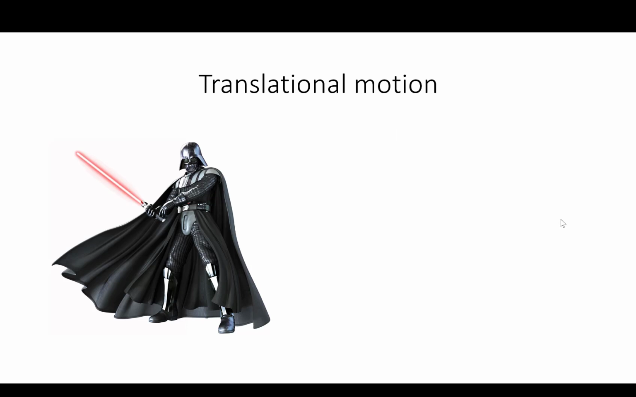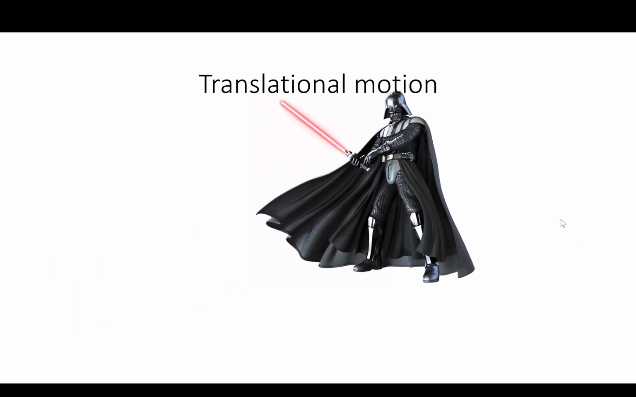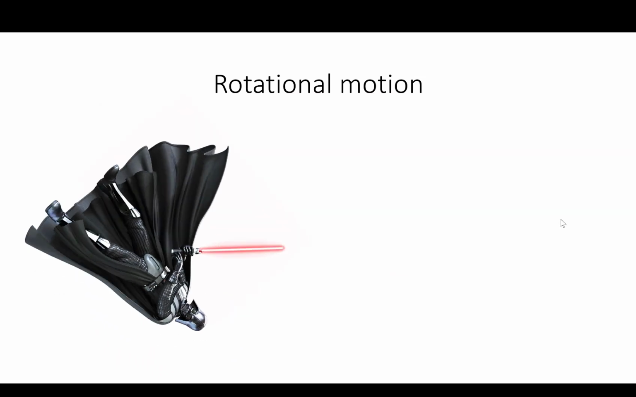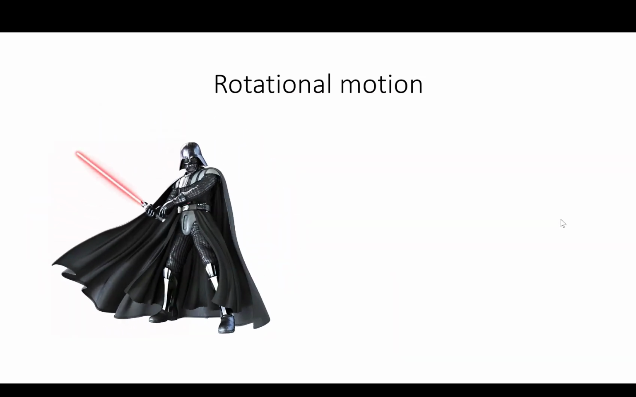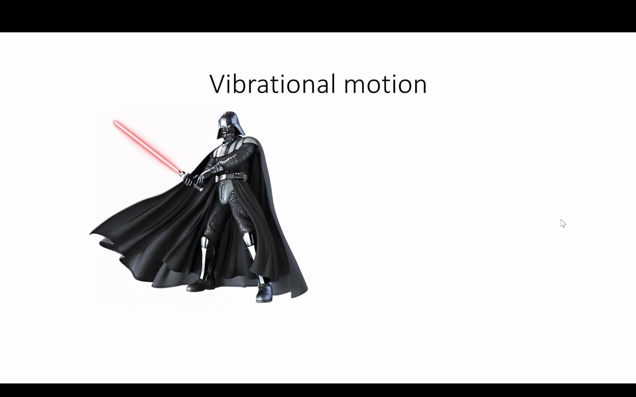So translational motion is, imagine you have someone moving from one spot to another spot. So direct motion, no rotation, nothing like that. Rotational motion has to do with an object spinning on a spot like this. Darth Vader spinning, that looks pretty nice. And last but not least, vibrational motion. Imagine you took this object and shook it back and forth, or it does it by itself. That's vibrational motion.